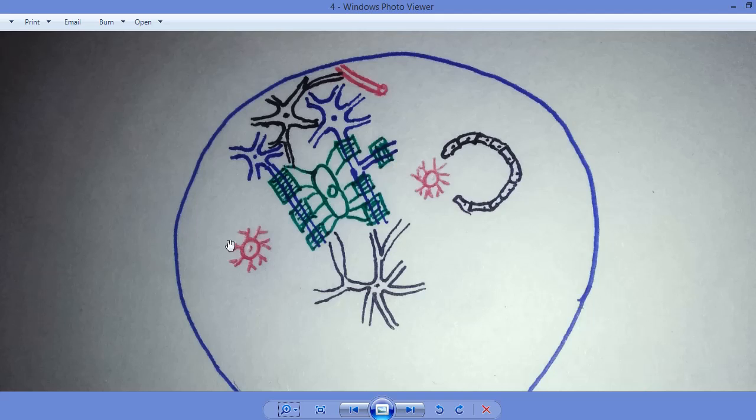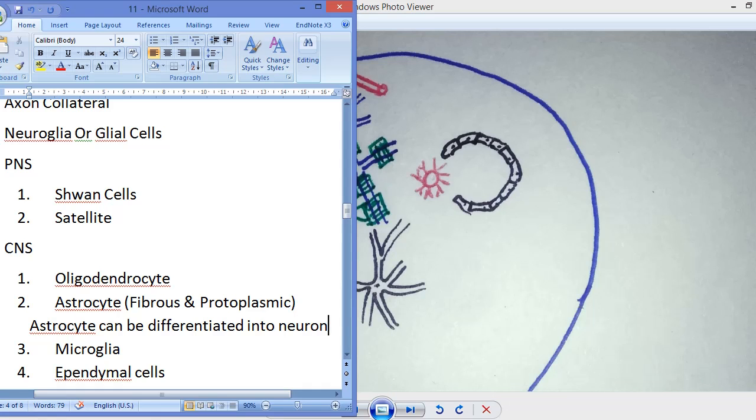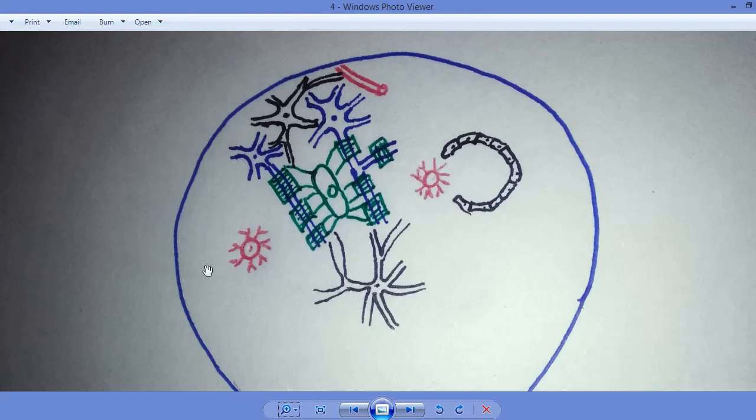So the main function of the microglia is phagocytosis of the pathogen, just like the macrophage. So it works as the macrophage of the CNS. It protects from pathogens.